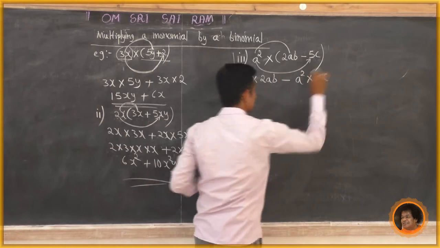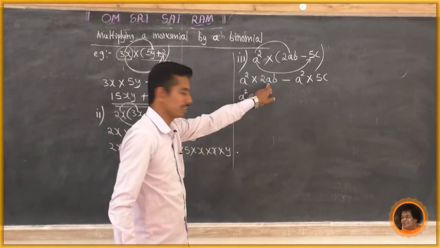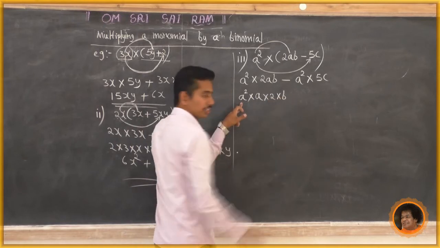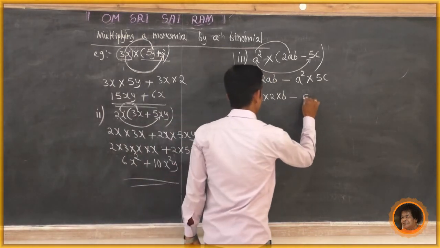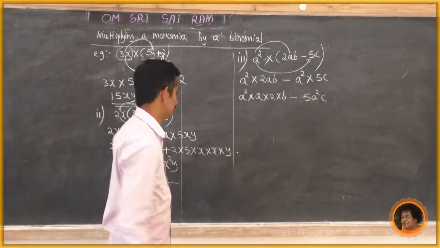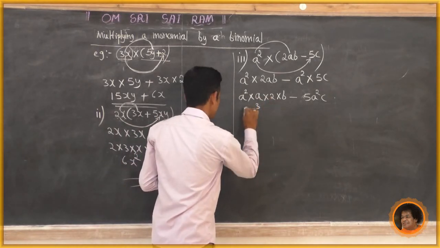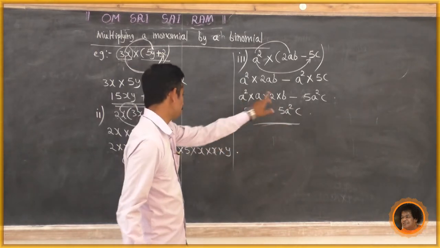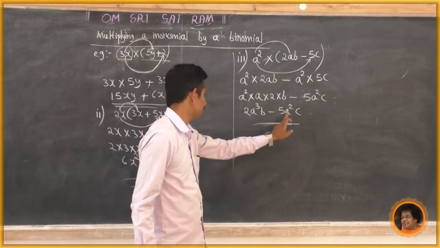a squared into 5c. Now multiply a squared. Write the same variables together. a squared into a into 2 into b. Correct? a squared into a, then into 2, then b. Minus 5 into a squared, 5a squared into c. Then a squared into a becomes a to the power 3. So 2a cube b minus 5a squared c. So 2 into a cube, a squared into a means a cube, into b. So 2a cube b minus 5a squared c.